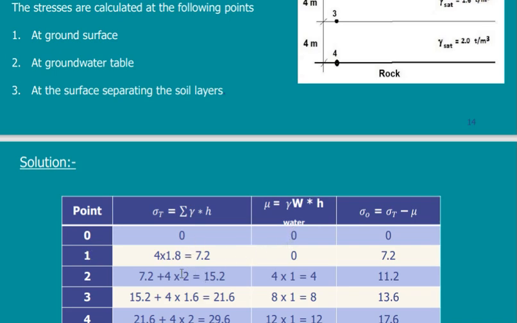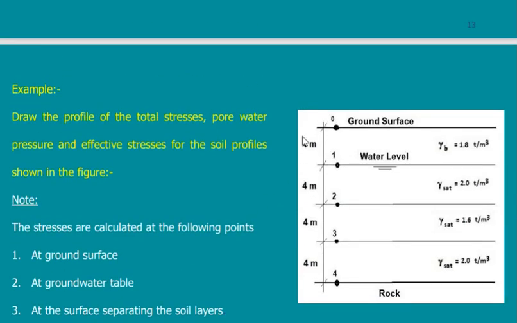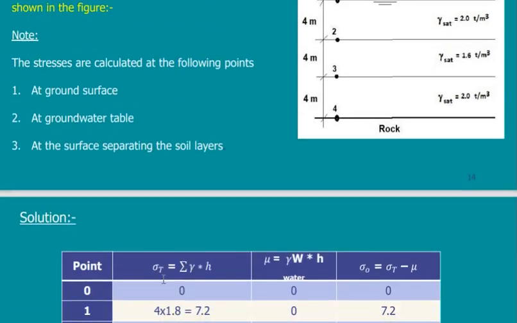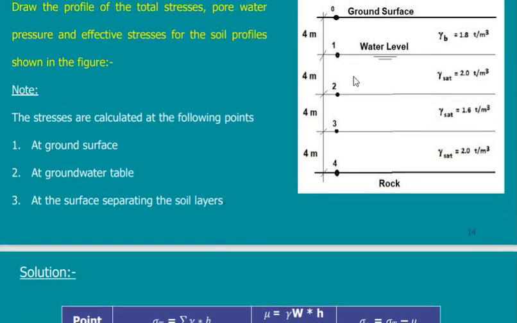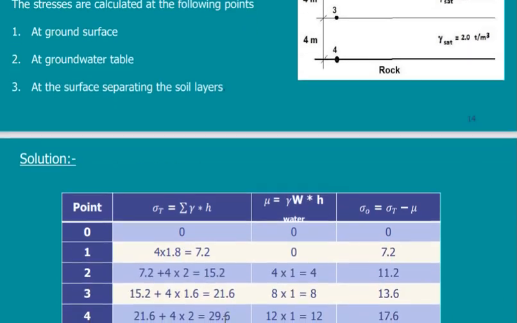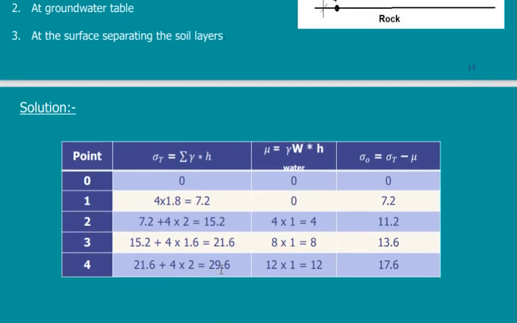Let's calculate first at point 1, what is the total stress? 4 by 1.8. Okay, this is okay. Point 2. It will be the 4 by 1.8, which is the 7.2, plus additionally 4 by 2, and so on. I go below and continue till I reach the end. The total for the whole is 29.6, the summation of all of the layers, bulk as it is.